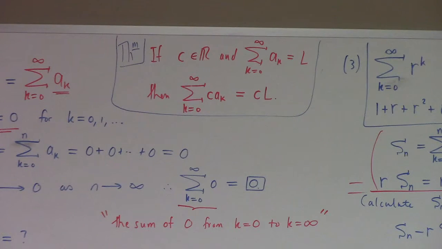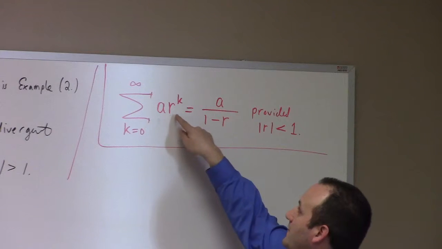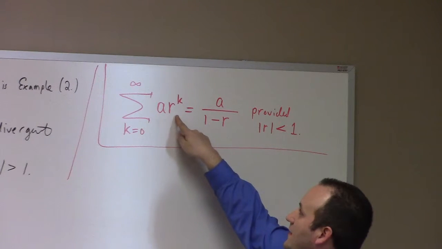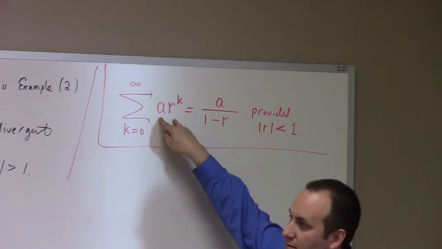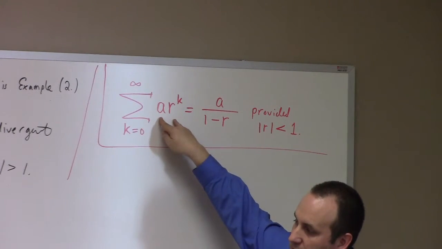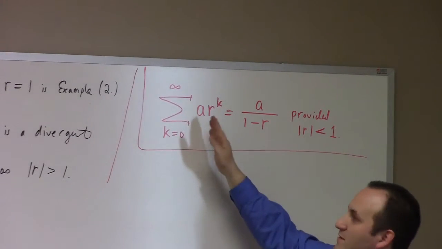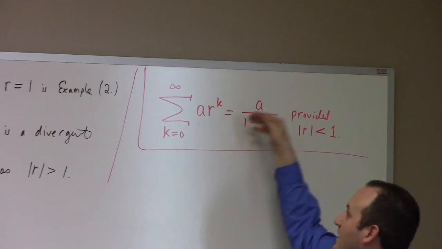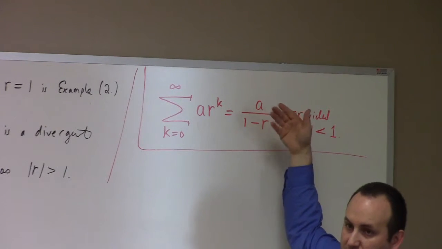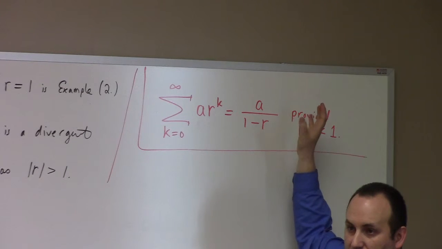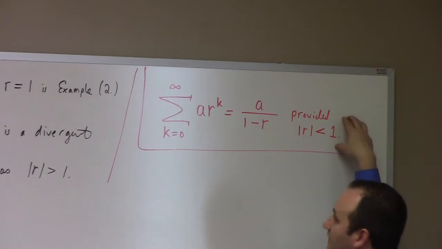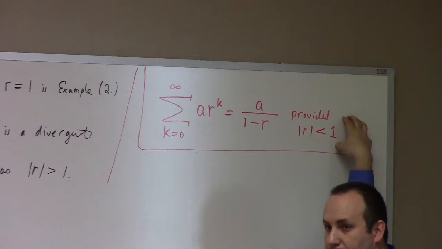Now, an application of this theorem: if I have the sum from k equals 0 to infinity of ar to the k, then I just multiply the limit, that L, by a, and I get a over 1 minus r. So if the whole thing is multiplied by a in every term, it's just a over 1 minus r. That's the sum of the geometric series. Again, I have to be working in the case that the absolute value of r is less than 1.